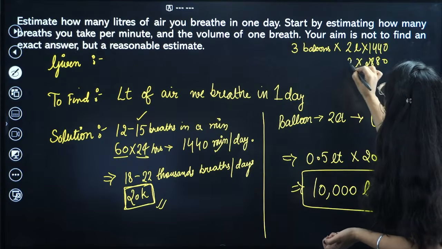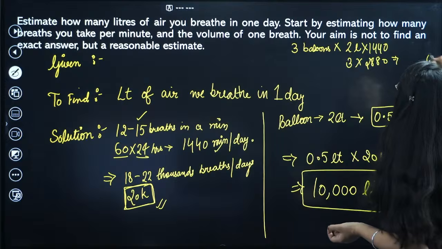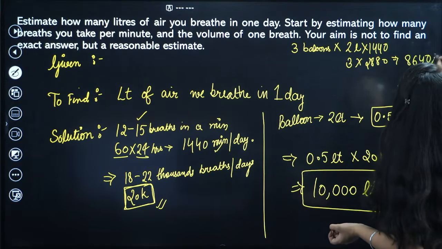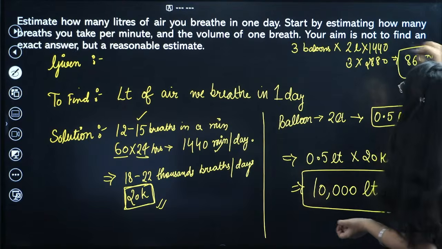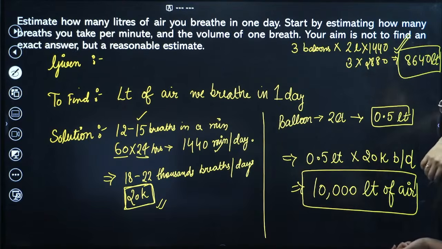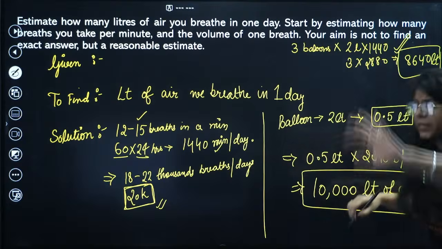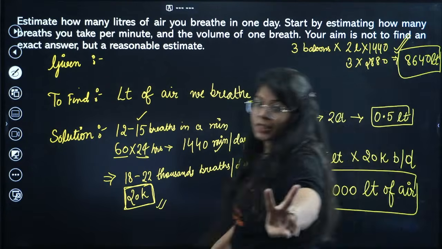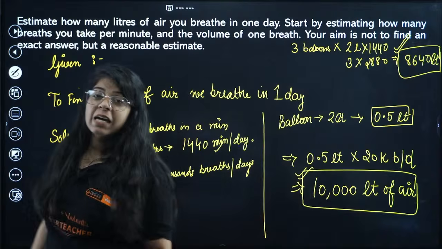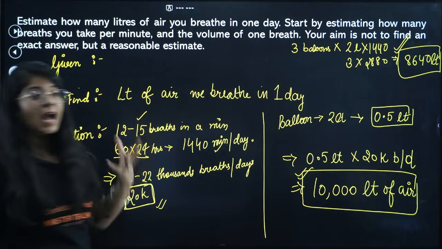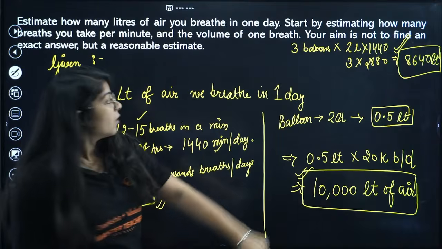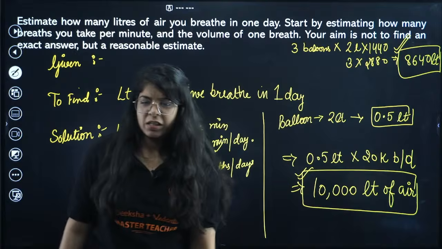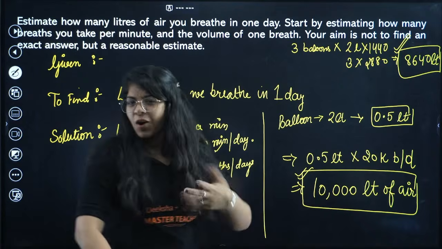2880 divided by 3, and that will come out to be 0.2462... 8640 liters. Now see, the actual answer is 8640, not the actual answer. Both are actually predicted. So this is 10,000. So we used two methods to see how much air we breathe in 1 day. One says 8640 liters, one says 10,000 liters. Almost equal.